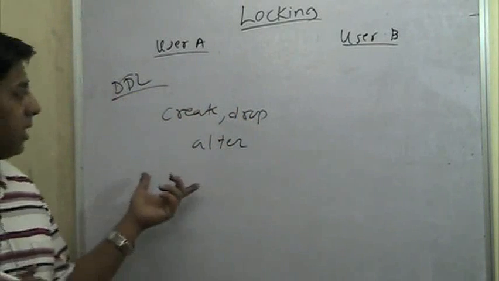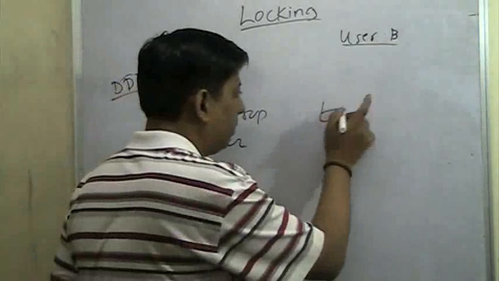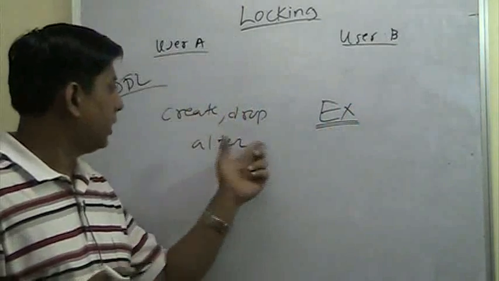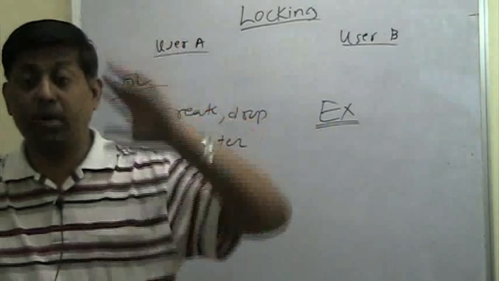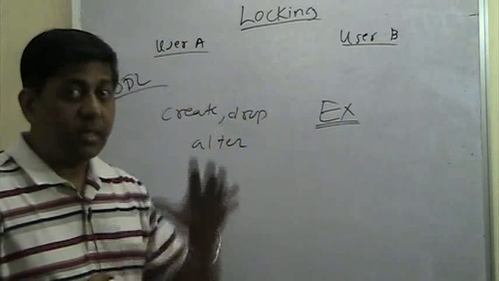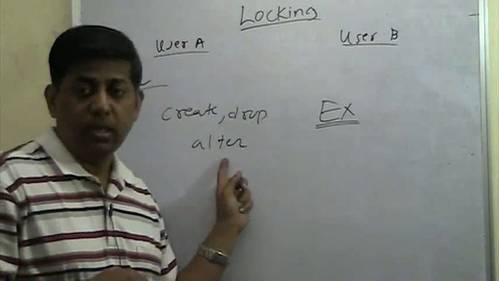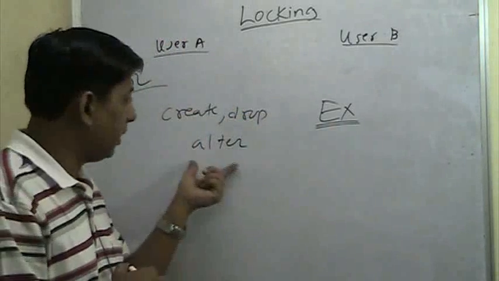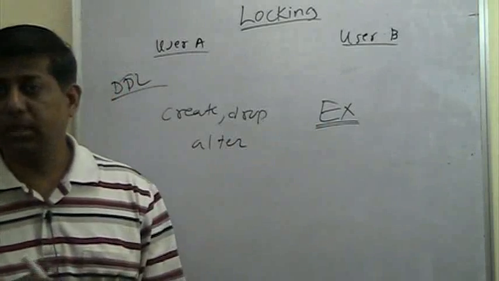Now when these commands are fired, automatically an exclusive lock is acquired on the object which is there in this create or drop or alter command. Exclusive lock at the object level. We are not talking about data now, we are talking about the object. So at the table level, the table is exclusively locked. Let us say I want to alter a table. If the alter takes 3 milliseconds, because I want to change the data type of something, for those 3 milliseconds the table is locked exclusively, and this type of locking is the DDL kind of lock.